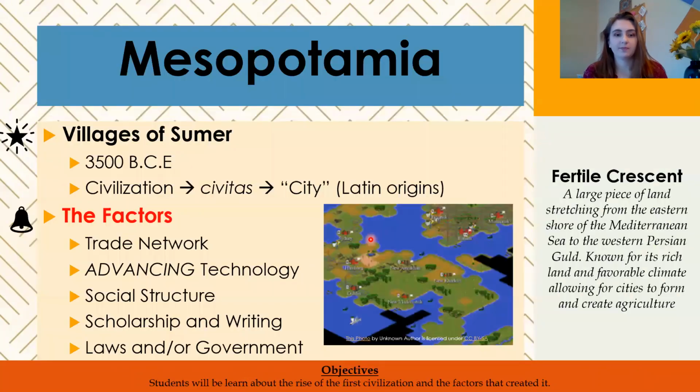Let's begin. So in today's class, we're going to talk about the civilization of Mesopotamia. So Mesopotamia began with the villages of Sumer. Sumer was one of the first early nations that developed around the world and what we today refer to as Mesopotamia. It began developing around 3500 BCE, that's Before Common Era.